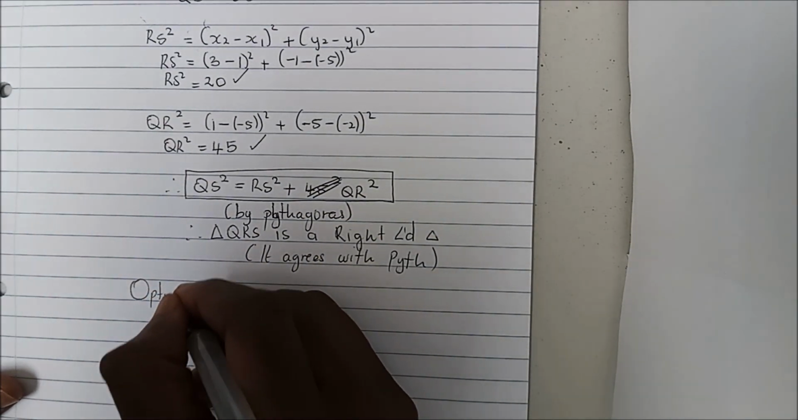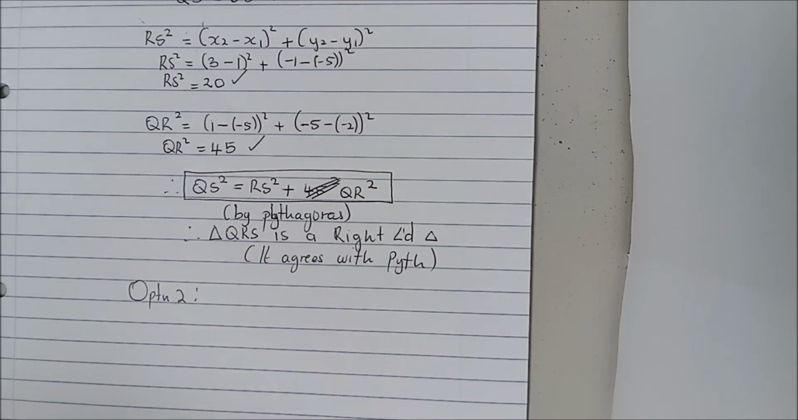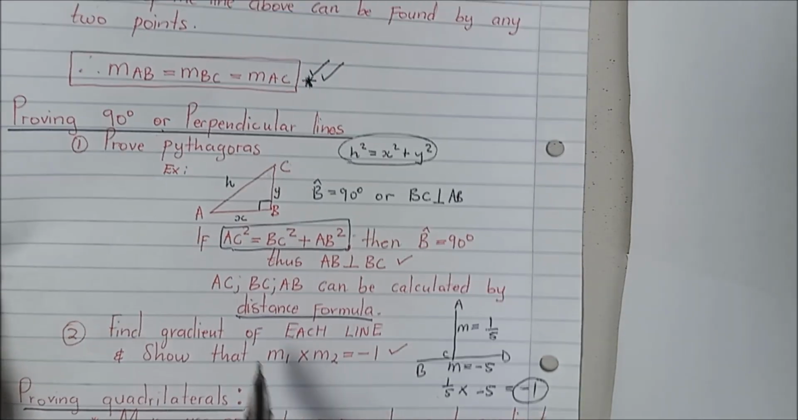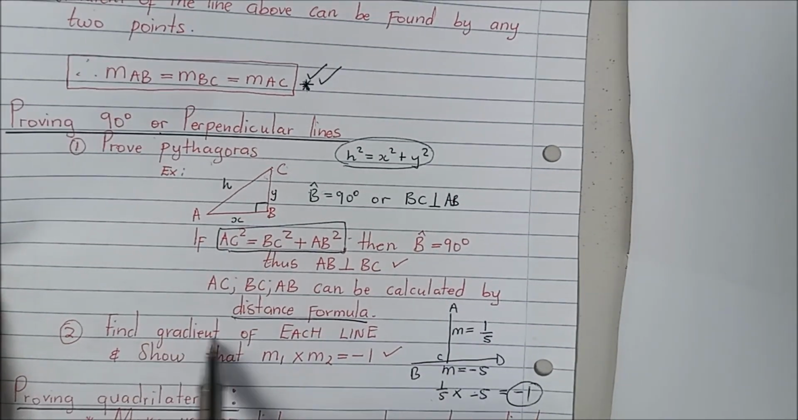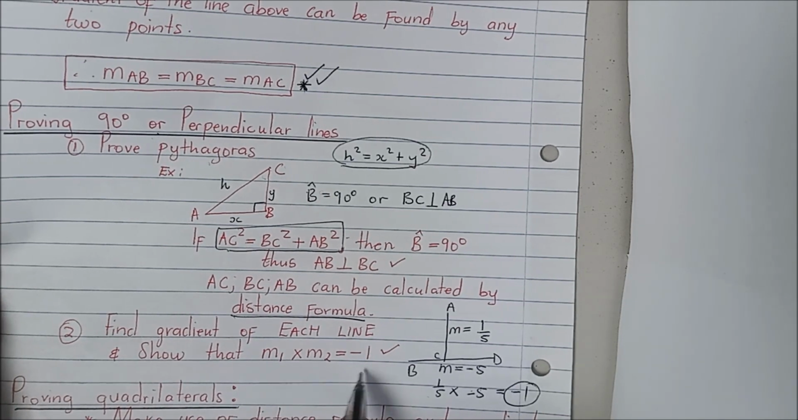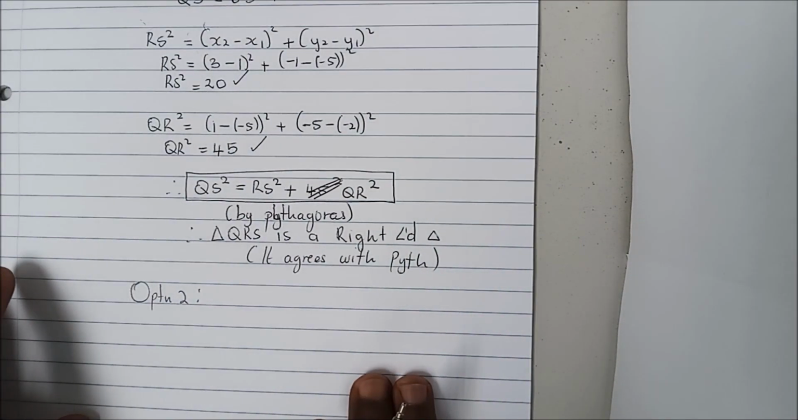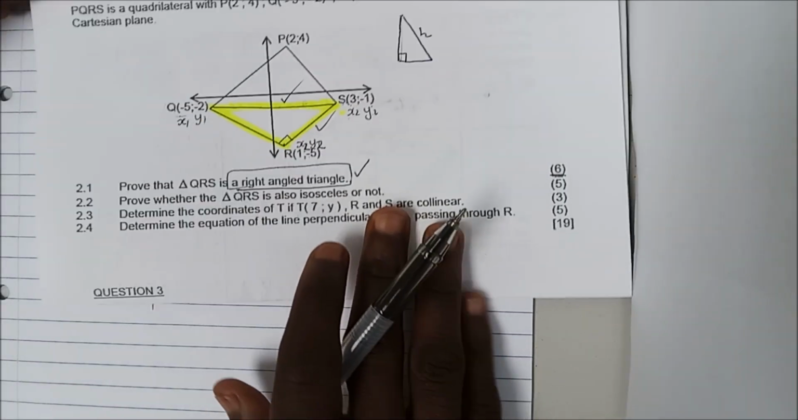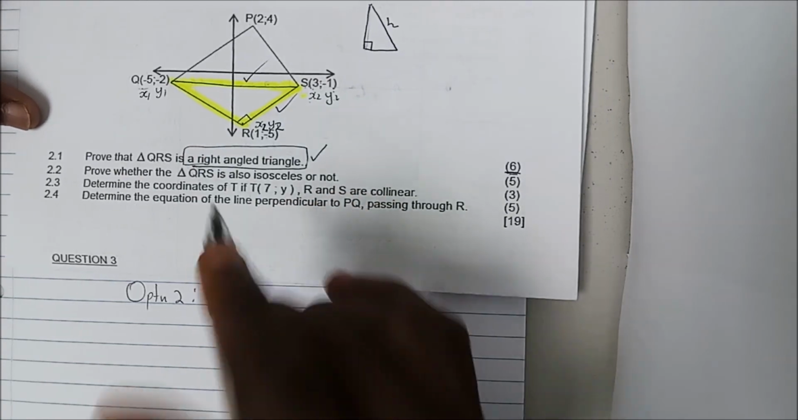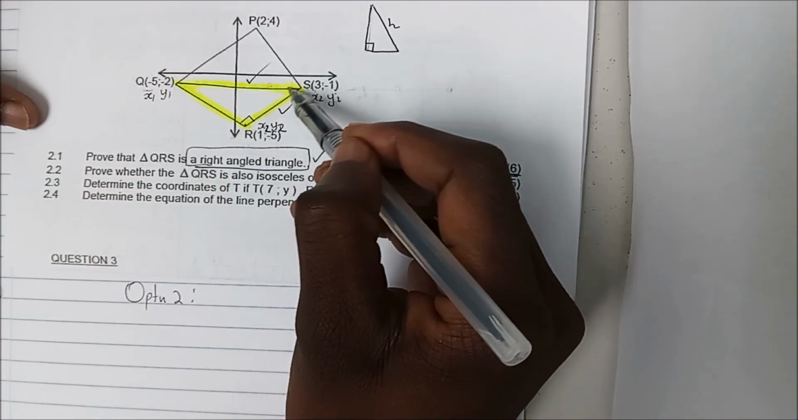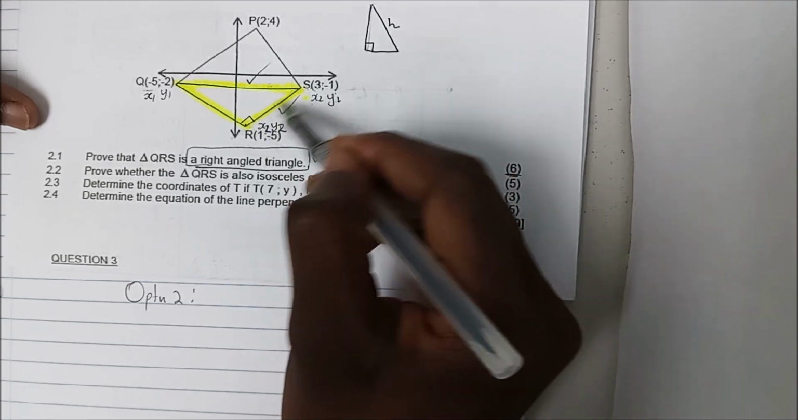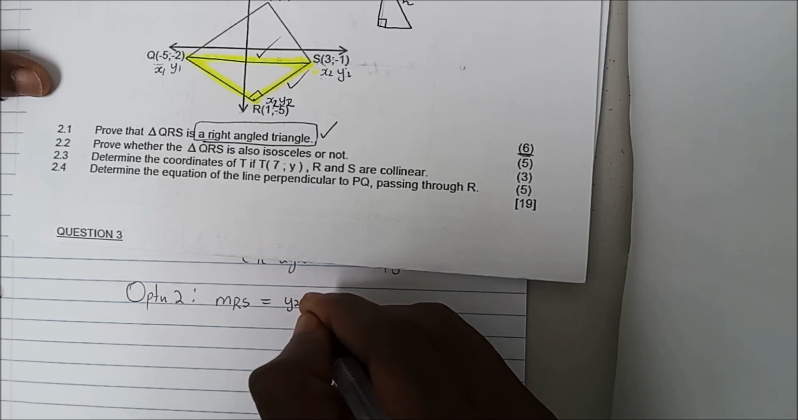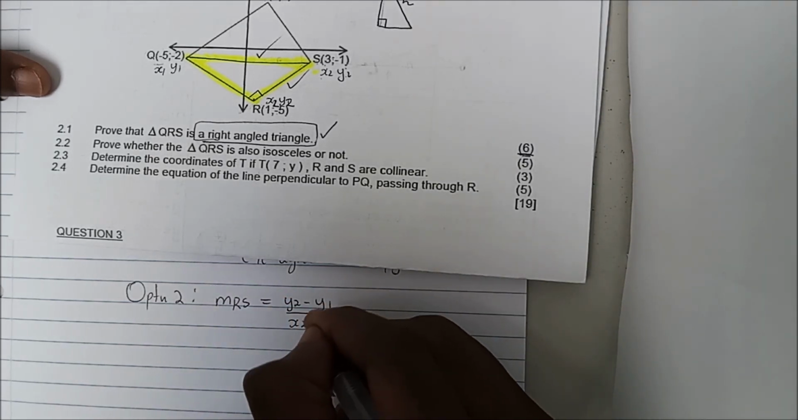So now option 2. Remember, we have two options. I said you can either prove by Pythagoras, or you can find the gradients of each line and show that m1 times m2 is -1. So now let's go ahead and do that. Let's find the gradient of m1 and m2. So now if you come to the sketch, what will be m1? M1 will be the gradient of this line. So we need the gradient of RS. The formula for gradient is y2 minus y1 over x2 minus x1.